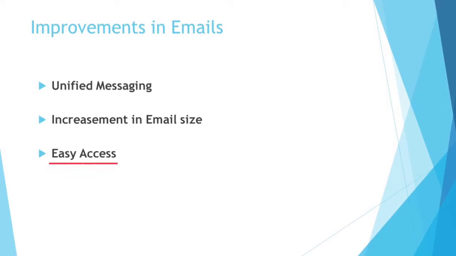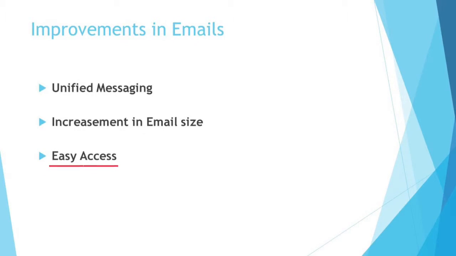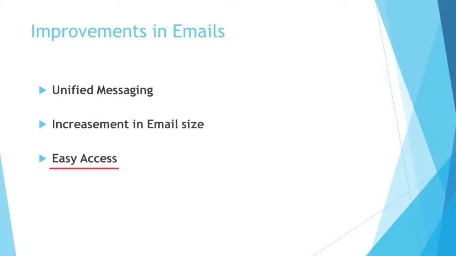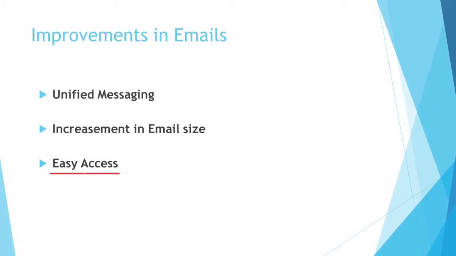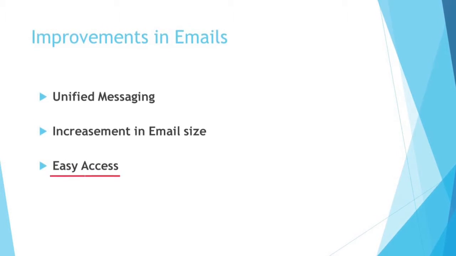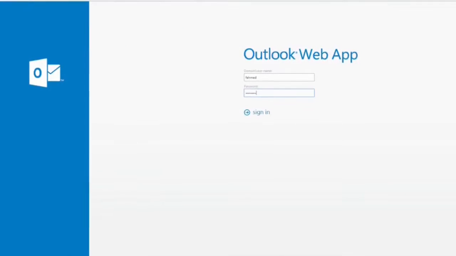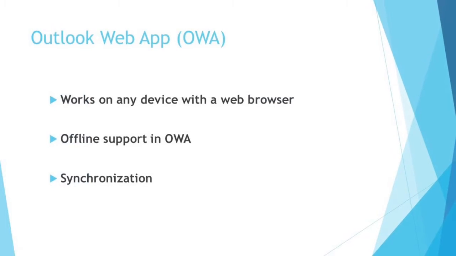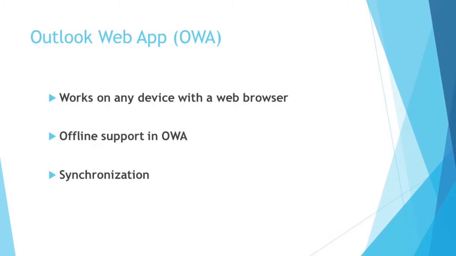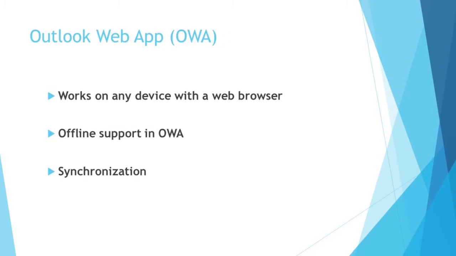Using Exchange 2013 does not require using a specific software. Instead, a web application has been developed to offer accessibility through various devices. This web application is Outlook Web App, and this is how it looks from the Google Chrome browser. The main objective of Outlook Web App is to work with any device with a web browser and provide the same facilities in each.